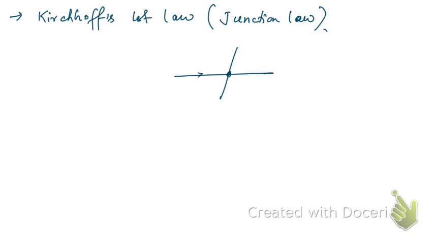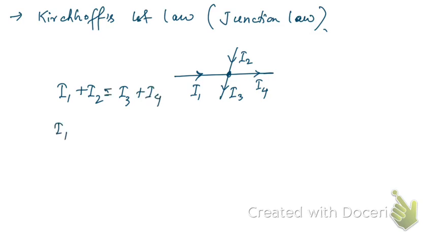According to this, in a circuit, at the junction the total current is zero. Suppose I1 current is coming here, I2 here, and I3 and I4 currents are going out. Then current in, I1 plus I2, equals current going out, I3 plus I4. So the currents going out are taken as negative, and the total current at the junction is equal to 0. Hope you have understood this.